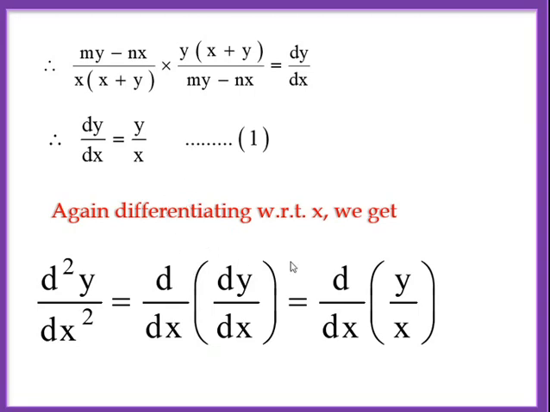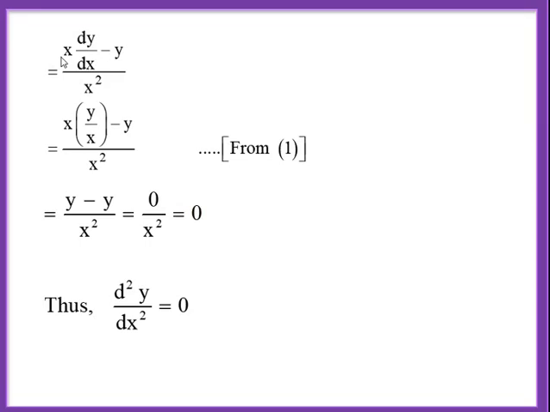Now again differentiate because we need the second derivative. So by quotient rule, what is the derivative of y upon x? It is (x into dy/dx minus y) upon x square, but dy/dx is y upon x. So x gets cancelled, y minus y is 0, 0 upon x square equal to 0. That gives us the second derivative of the function is nothing but 0.